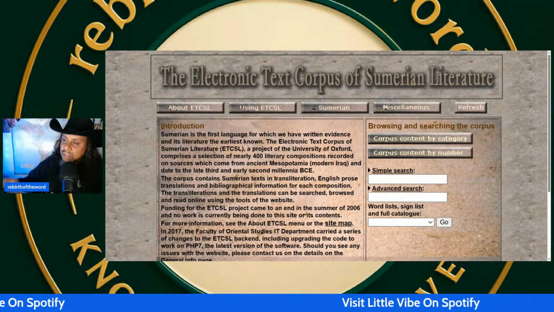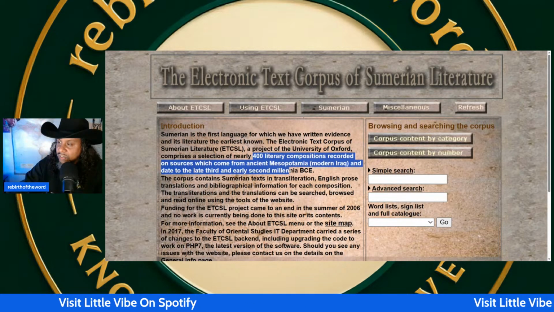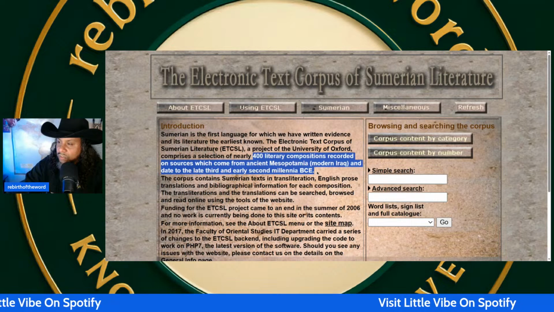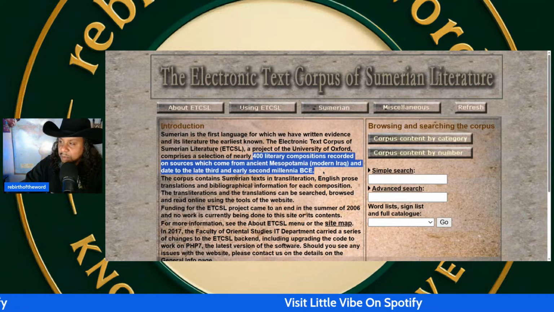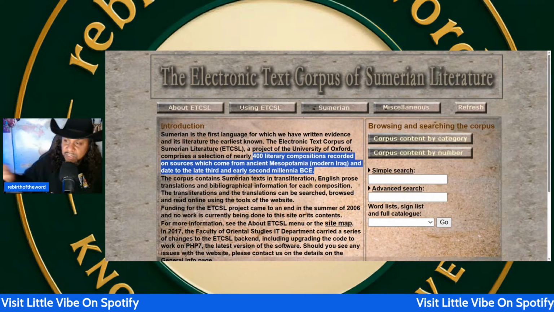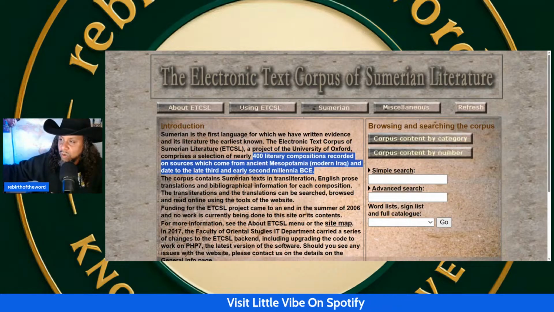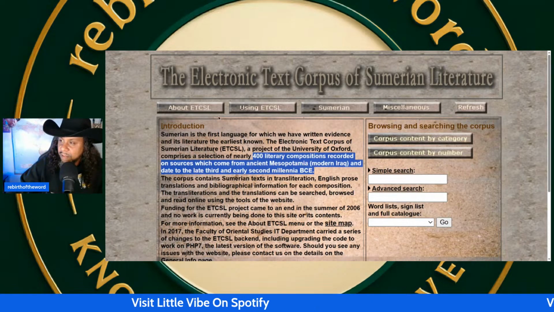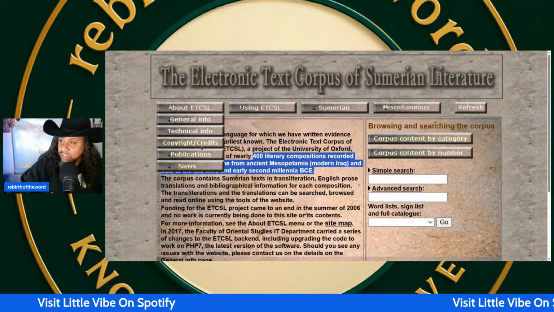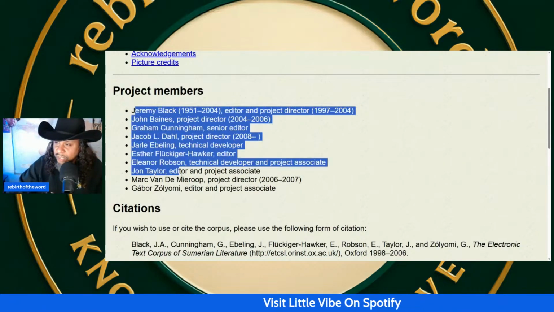But continuing on, you can see right here that it says it's 400 literary compositions recorded on sources which come from ancient Mesopotamia, modern Iraq, date to the late 3rd and early 2nd millennium BC. So it says right here specifically late 3rd and early 2nd millennium BC. Now, the individuals who are responsible for creating this website are these individuals right here.